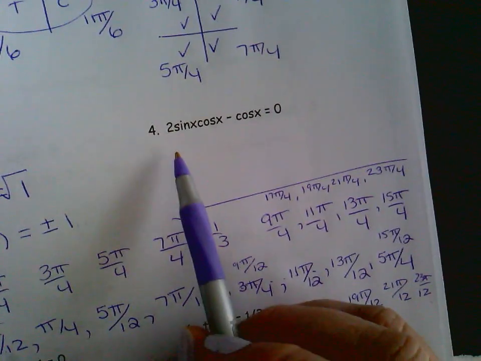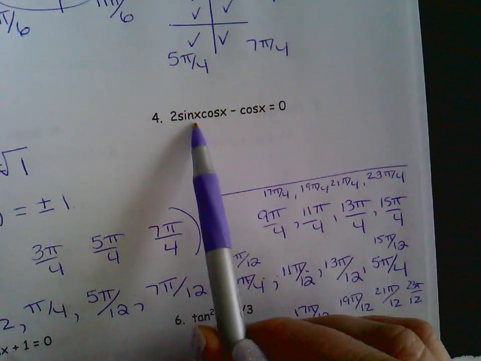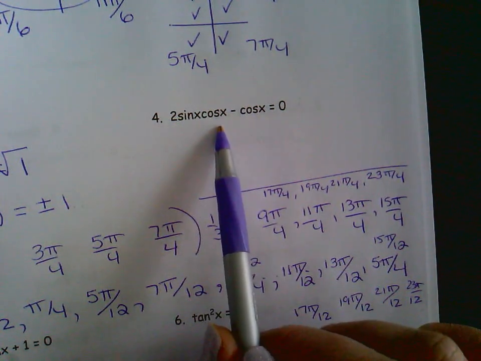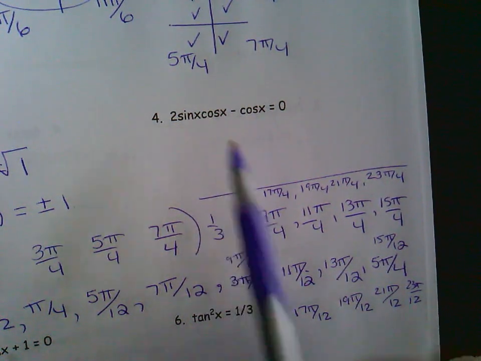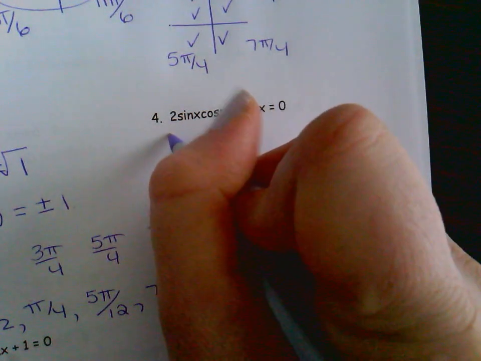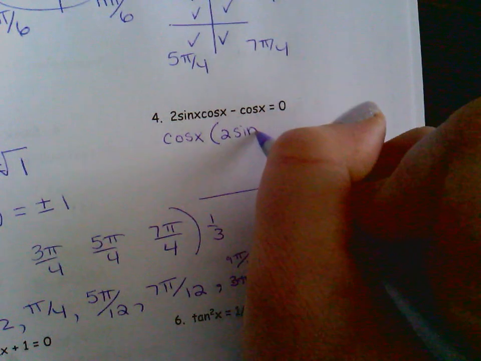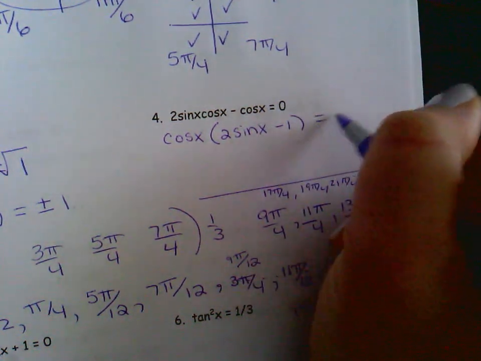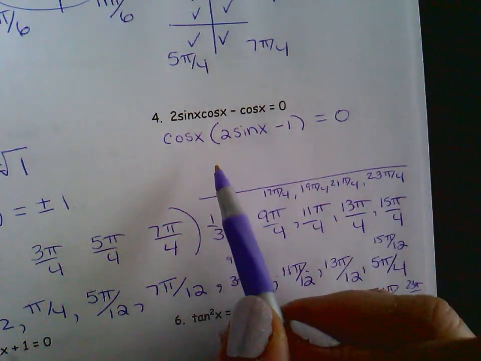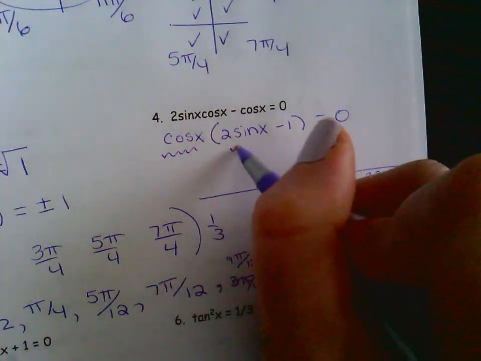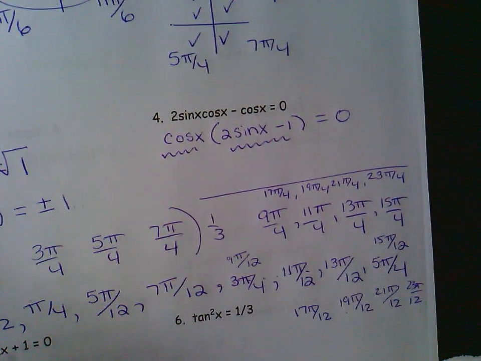All right, number 4. I can't just divide something to the other side because I have multiple trig functions, so you want to think about factoring. On number 2, do you see how you could factor out a cosine of x? So now you'll have 2 sine of x minus 1. Now you can use the zero product property. Where will this equal 0? And where will this equal 0?